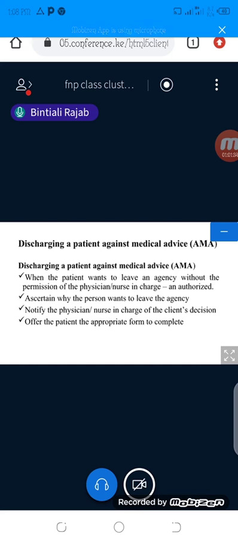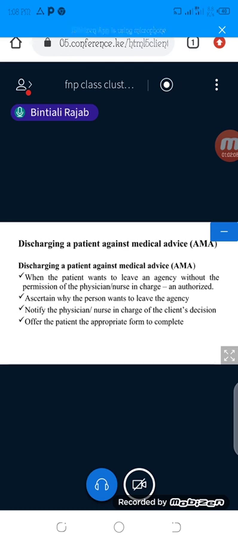Discharging a patient against medical advice. Remember, sometimes a patient will tell you they want to go home, and you know they have not recovered. In such a scenario, you discharge the patient against medical advice. This is when the patient wants to leave an agency without the permission of the physician or nurse in charge. Ascertain why the patient wants to leave the hospital. Ask them why they want to go.